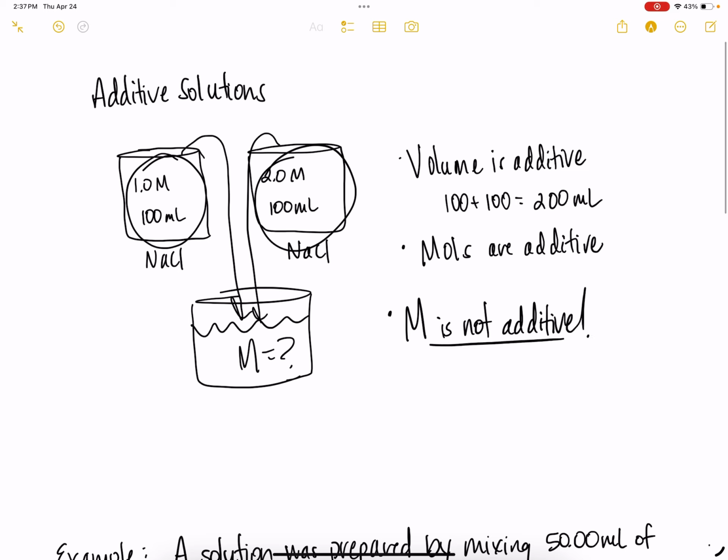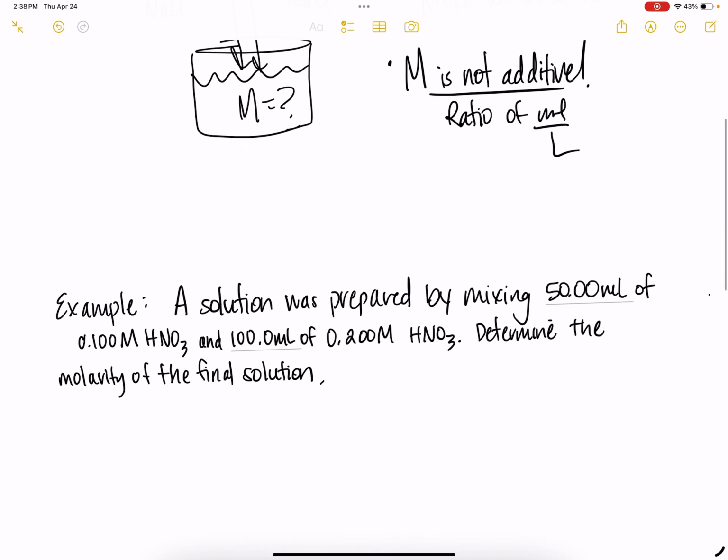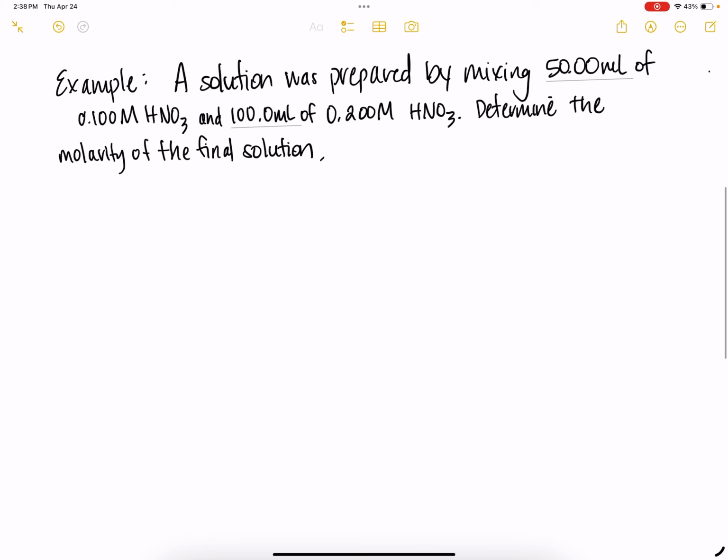And the reason for that is that molarity is a ratio of moles to liters, and that makes it not an additive quantity. We can instead calculate a molarity, but we cannot, like in this case, add the 1 molar with the 2 molar and call our new solution 3 molar. That goes against the laws of chemistry and adding solutions together. We can calculate it, we just can't add it together. So the next two problems that follow are examples of how we would determine the molarity of an additive solution.